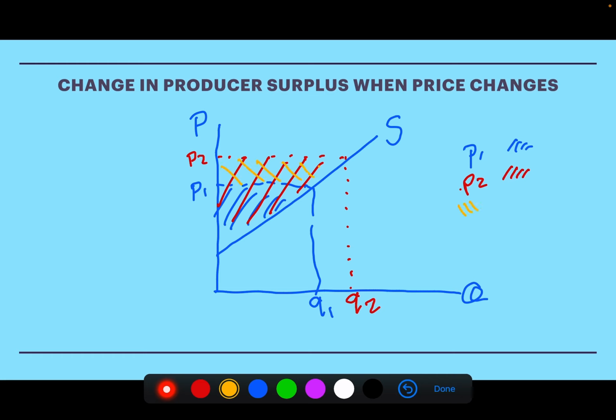If the price had fallen, it would be a decrease in producer surplus. So what you have to remember is if the price increases, that's good for the producer. The producer is getting more money for their product. That's an increase in producer surplus.